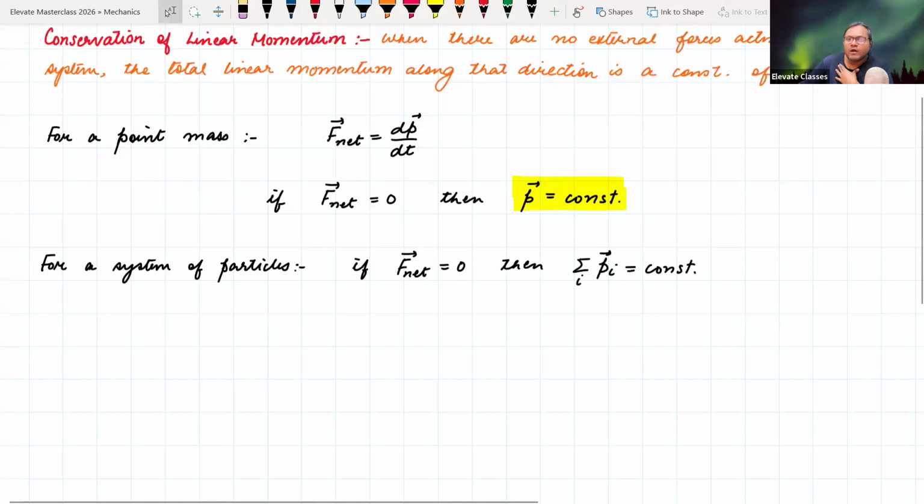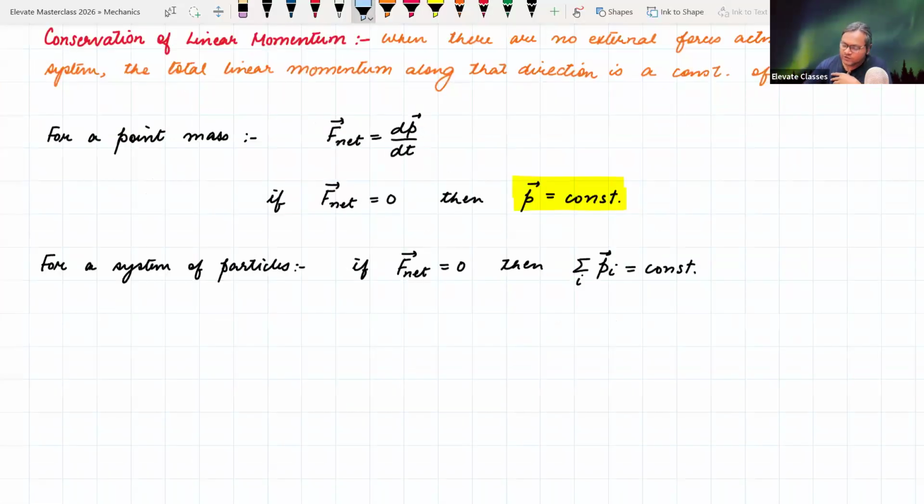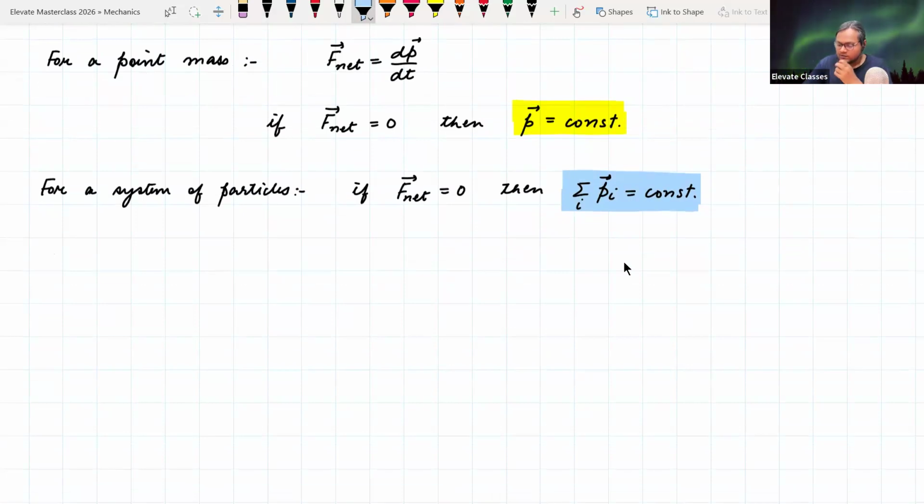So if you have a point mass particle that is not experiencing any force, then its linear momentum will be a constant of motion as the system evolves. And if you have a system of particles that is overall unaffected by any external force, then the summation of the linear momenta of the system of particles will be a constant of motion. That is not to say that the individual particles within the system will have constant momentum. No, the individual particles may exchange momenta, but the system as a whole is going to have constant momentum. Now, these are the two cases: one for a point mass, the other for a system of particles.